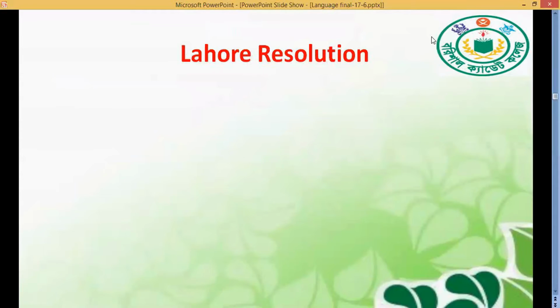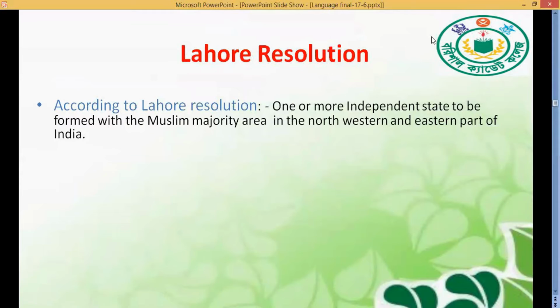Lahore Resolution. Cadets, what is the definition of the Lahore Resolution? What was the resolution? One or more independent states to be formed with the Muslim majority areas in the northwestern and eastern parts of India. I repeat, one or more independent states to be formed with the Muslim majority areas in the northwestern and eastern parts of India. Yes, cadets, for your better understanding, I would like to go back.